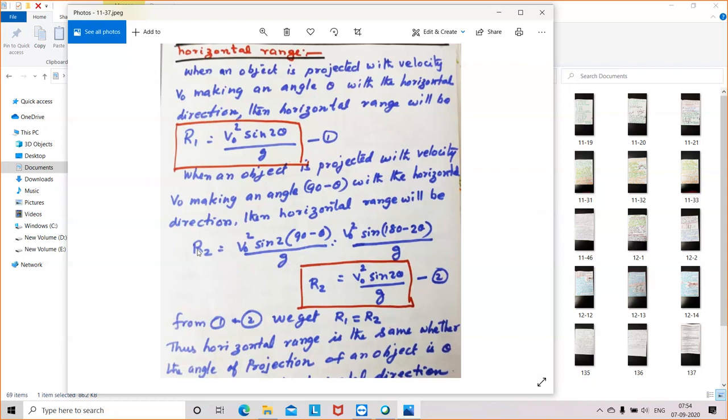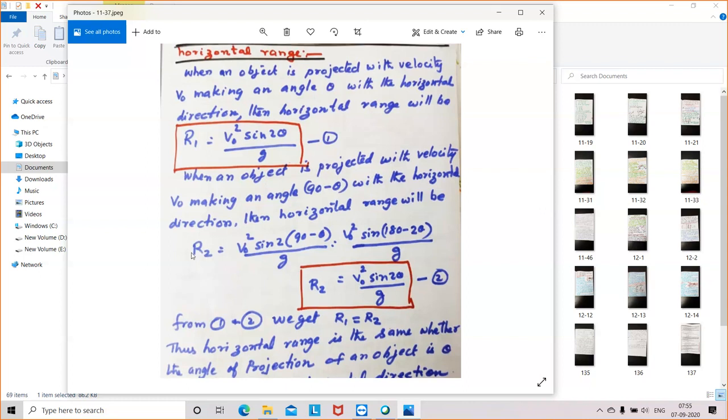Another pair, can you tell? If one angle of projection is 10 degrees, which is the other angle that can give the same horizontal range? It will be 90 minus 10, that is 80 degrees. So the pair 10 degrees and 80 degrees gives the same horizontal range, and 30 degrees and 60 degrees is another pair giving the same horizontal range. Like that, you can find the angles which give the same horizontal range.